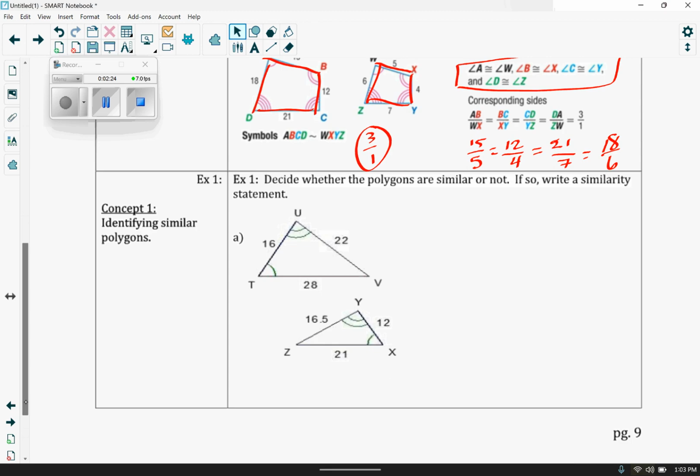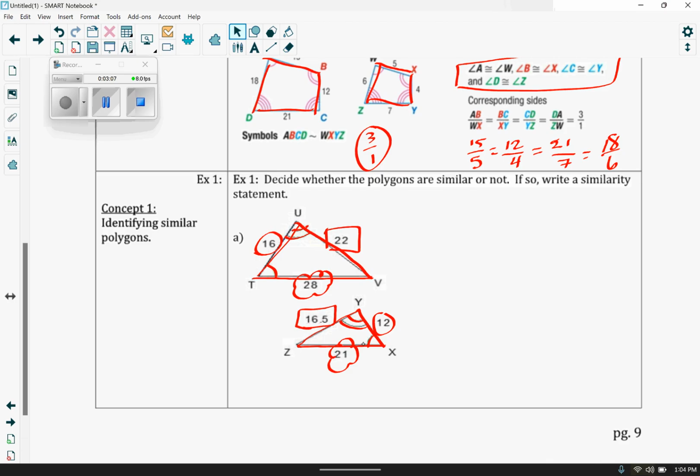Decide whether the polygons are similar or not, and if so, write the similarity statement. First thing you need to do is orient yourself. So I've got TU, and from 1 to the 2 tick marks, those are going to go together. So we're going to circle those. And then from the 2 to the nothing, I'm going to give that a box. And the last piece we have is down here and down here. So I'm going to give this a cloud or a flower.